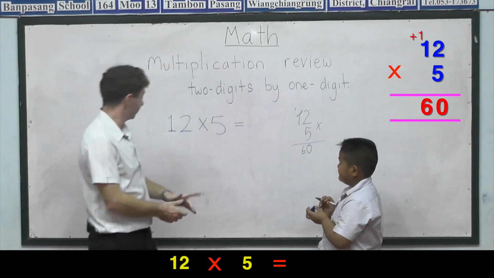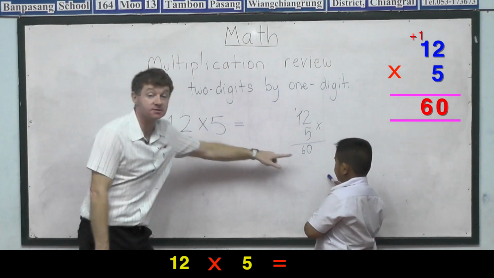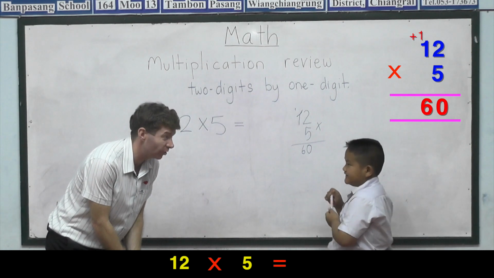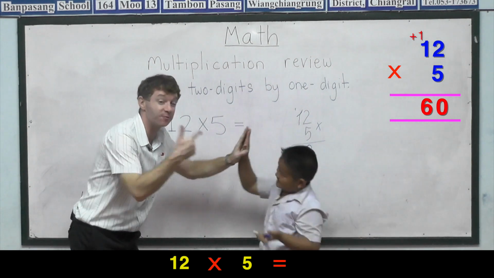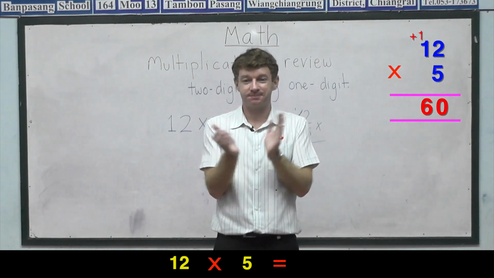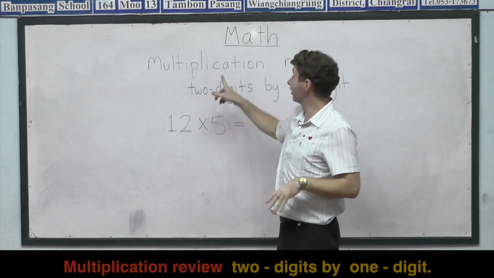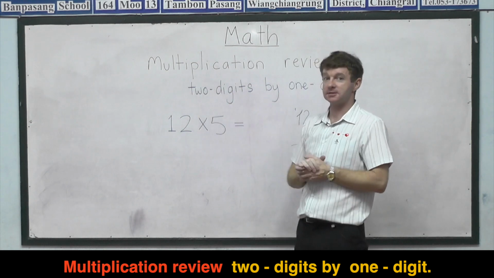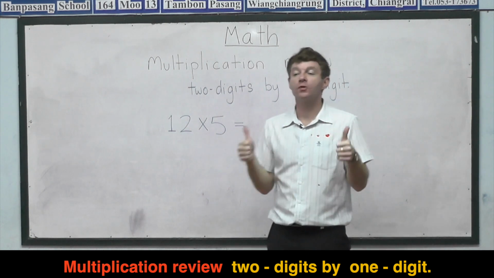So we can say 12 times 5 equals 60. Is that correct? Yes. Are you sure? Net, are you really sure? Yes. High five. Round of applause for Net. That was excellent. A round of applause for everyone, guys. So that was a recap of how we do multiplication of 2 digits by 1 digit. Well done, guys, well remembered.